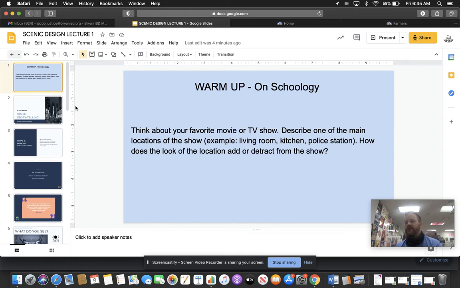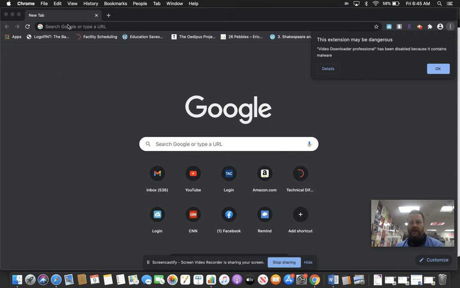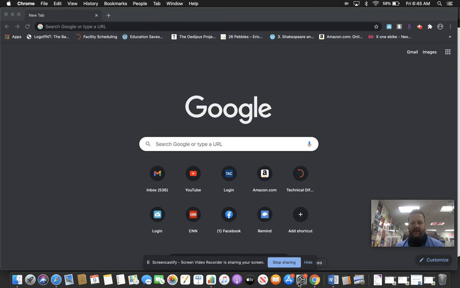When you think about iconic TV shows, typically, especially sitcoms, there is a set, right? On Friends, it's the Central Perk with the couch, right? Or the establishing shot that they do of the outside of the building. This sort of tells you where you are and takes you into their world. Oh, my extension may be dangerous. Sorry about that.